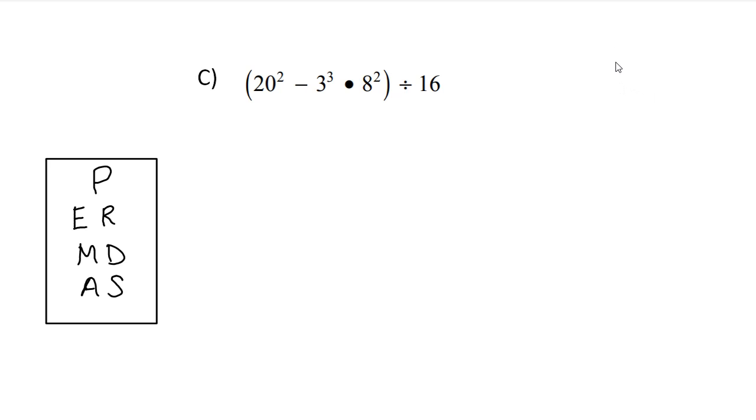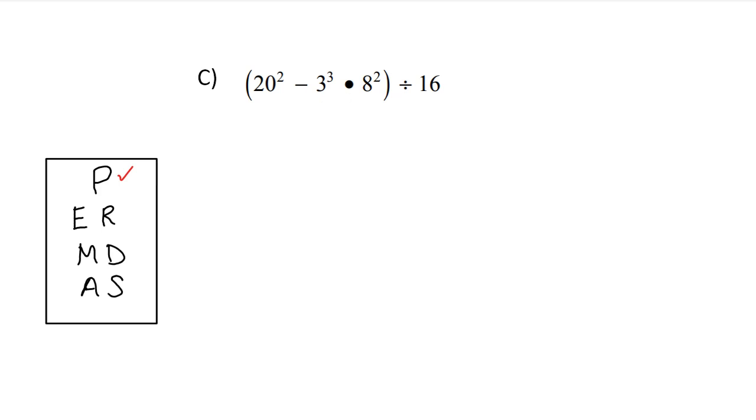And the last one, I have parentheses 20 squared minus 3 cubed times 8 squared, close the parentheses, divided by 16. So I need to go ahead and follow the order of operations. I need to notice that I do have a parentheses. Now I need to take care of everything that's inside the parentheses. Okay, I have an expression with a few different operations. Now anytime I go inside a parentheses, I need to start over with the order of operations.